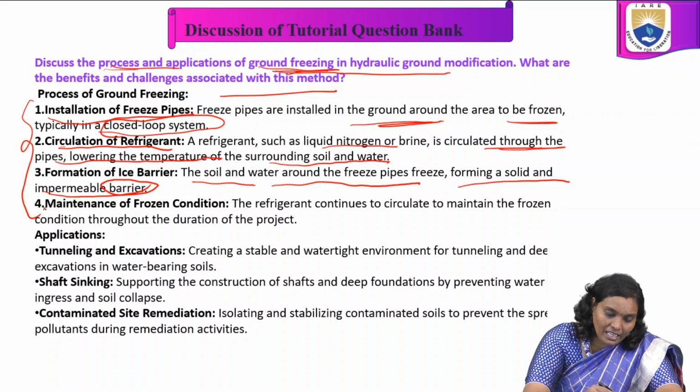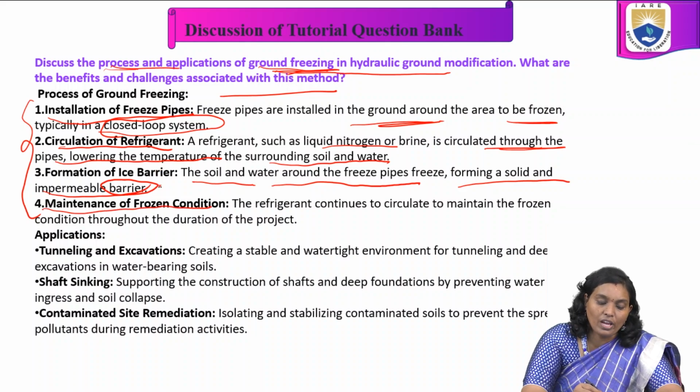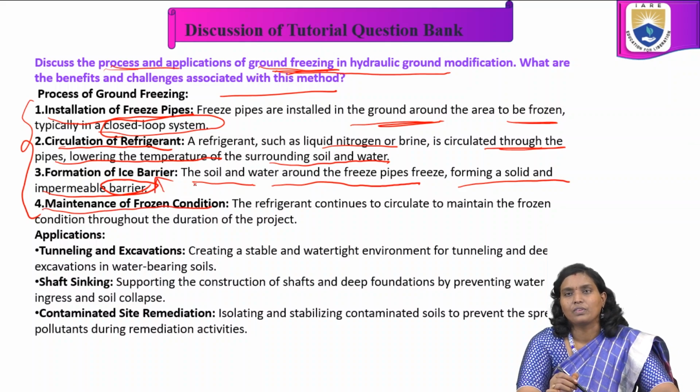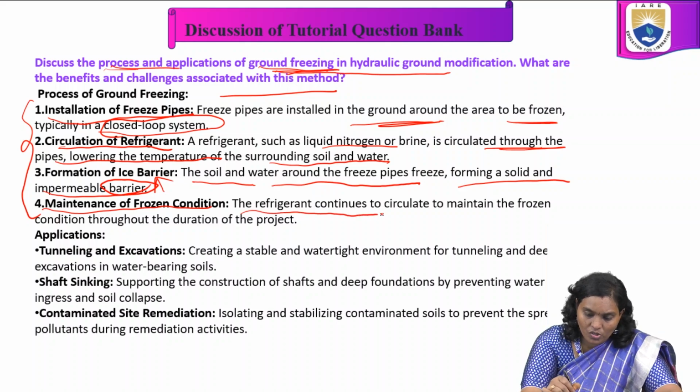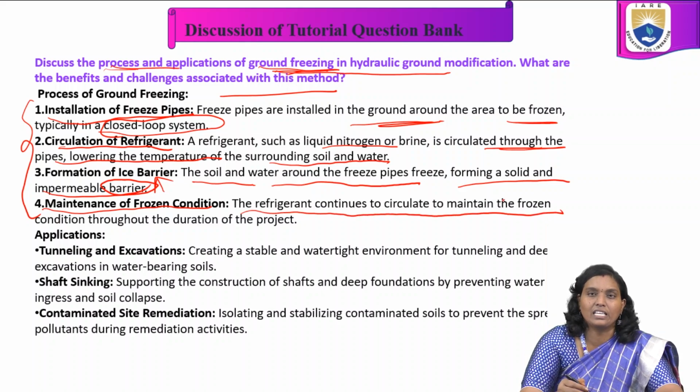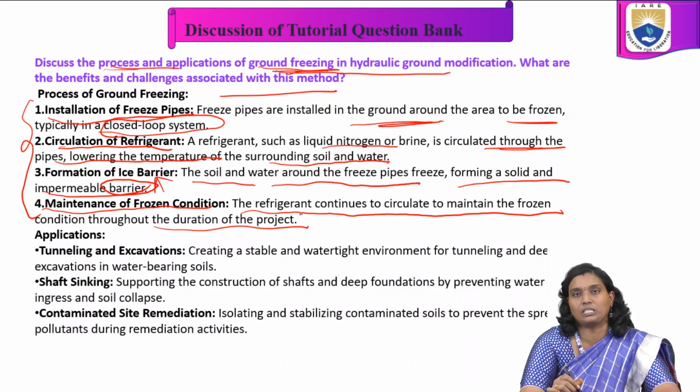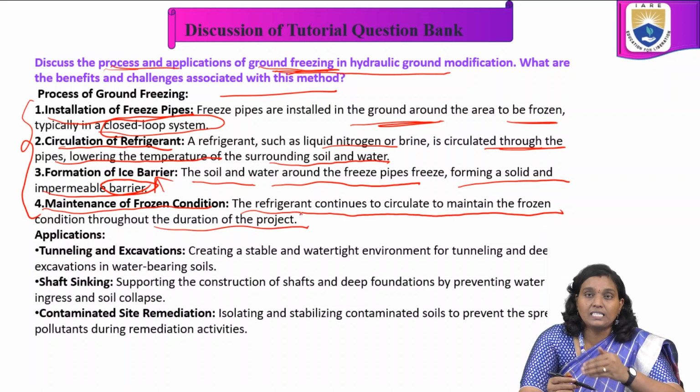And the next one is maintenance of frozen condition. We have to maintain this formation. The refrigerant continues to circulate to maintain the frozen condition throughout the duration of the project. So this is the process involved in ground freezing.